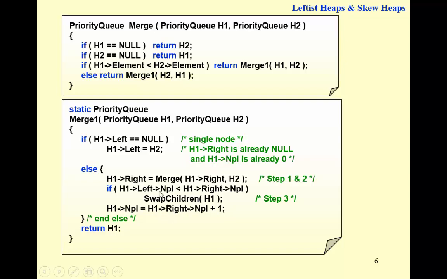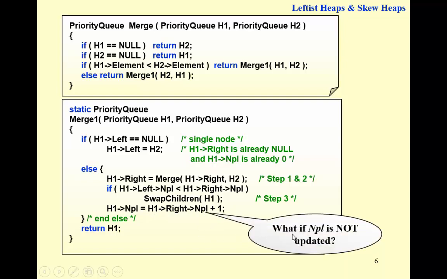Because after this comparison, it's already made sure that its left NPL is larger than its right NPL. So it's sufficient to only consider the smaller one, right? One last question is, what if this NPL is not updated? What's going to happen? Well, think about it after the class. I'm not going to give you the answer here.